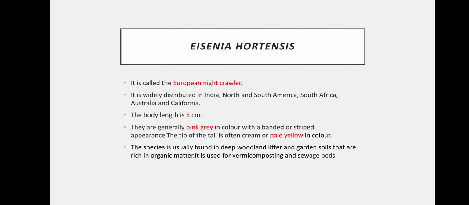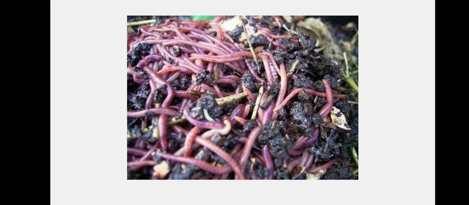Next, the species is usually found in deep woodland litter and garden soils that are rich in organic matter, and is used for vermicomposting and sewage beds. So this is Eisenia hortensis.